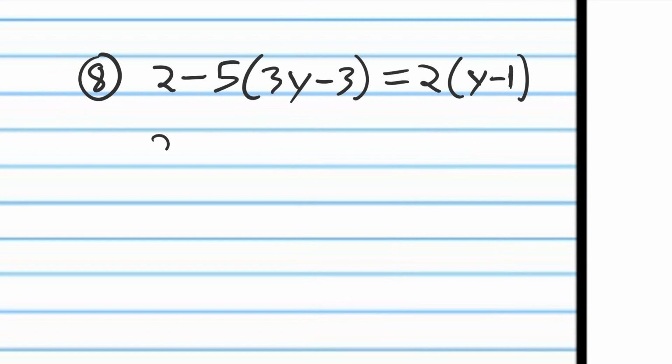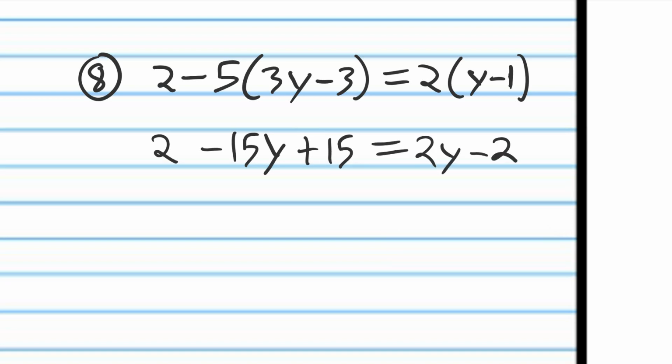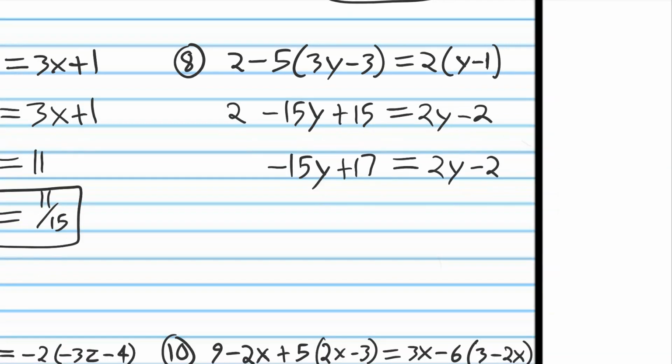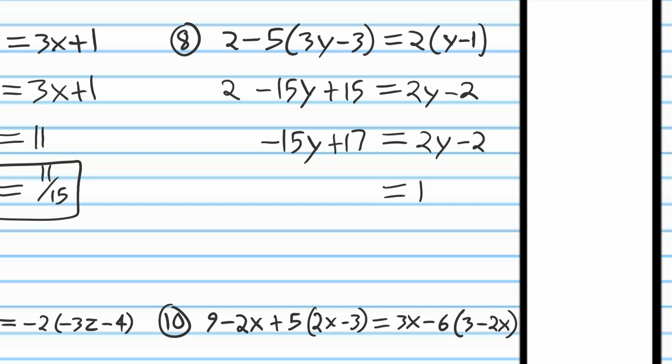All right, we're back. Negative 5 times 3y is negative 15y. Negative 5 times negative 3 is positive 15. And 2 times y is 2y, and 2 times negative 1 is negative 2. All right, so now we're going to combine the 2 and the 15 to get 17 on the left side of the equation, and there's nothing we can combine on the right side of the equation. We're going to add 15y to both sides to get 17y, and add 2 to both sides to get 19.